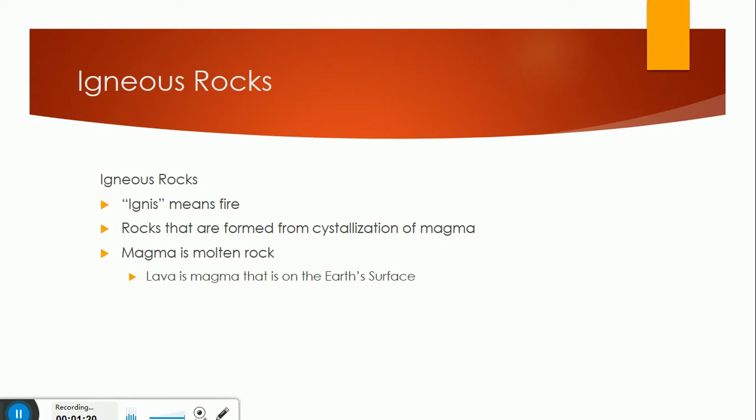And what is magma? Magma is the hot molten material beneath the earth's surface. When this hot molten material comes to the earth's surface, then it is called lava.